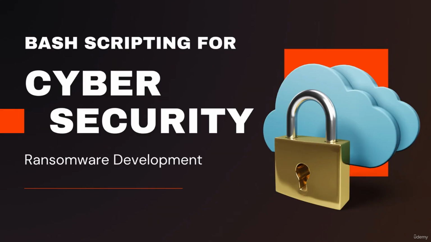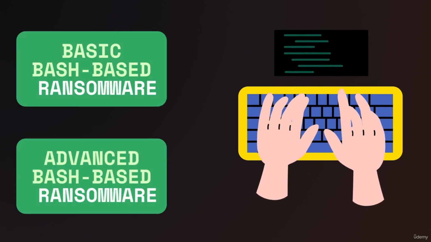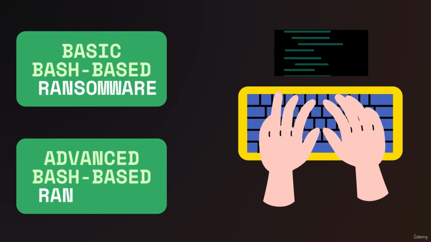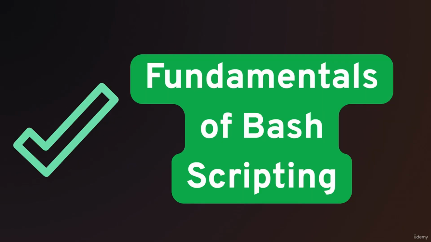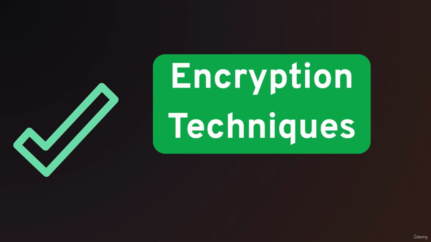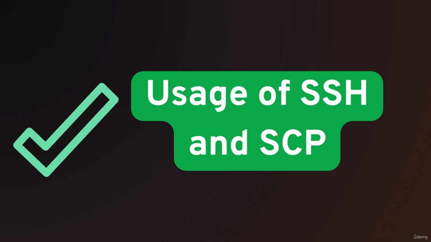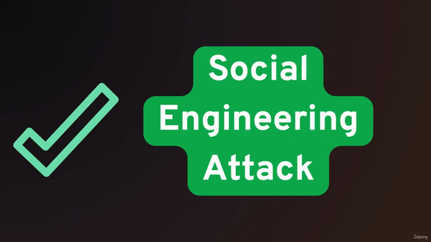In this course, you will learn not only how ransomware works, but also how to build a basic bash-based ransomware and an advanced bash-based ransomware for educational and ethical hacking purposes. By the end of this course, you will be able to understand the fundamentals of bash scripting and encryption techniques, recognize how ransomware operates and how it spreads, and also use SSH and SCP to steal victim files, and also carry out a basic social engineering attack.